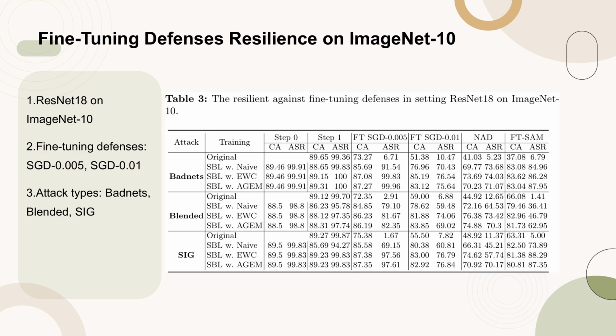Table 3 presents the resilience of fine-tuning defenses in the context of ResNet-18 on the ImageNet-10 dataset. The table details the performance metrics under various attack scenarios, including BadNets, Blended, and SIG. Key metrics such as classification accuracy, CA, and attack success rate, ASR, are provided for different fine-tuning strategies, including SGD with learning rates of 0.005 and 0.01. The data highlights the effectiveness of different defense mechanisms, such as naive, EWC, and AGM, in mitigating the impact of adversarial attacks during the fine-tuning process.